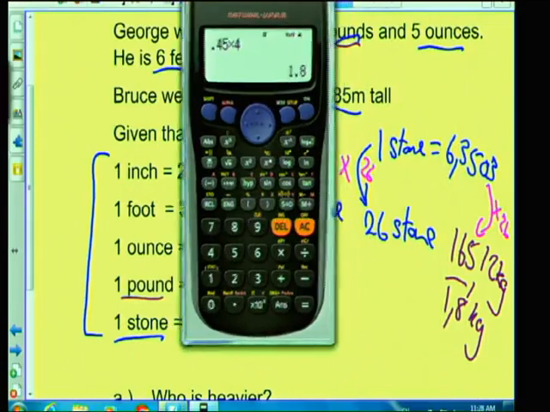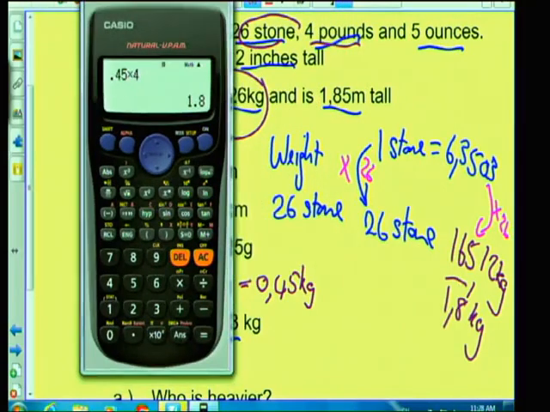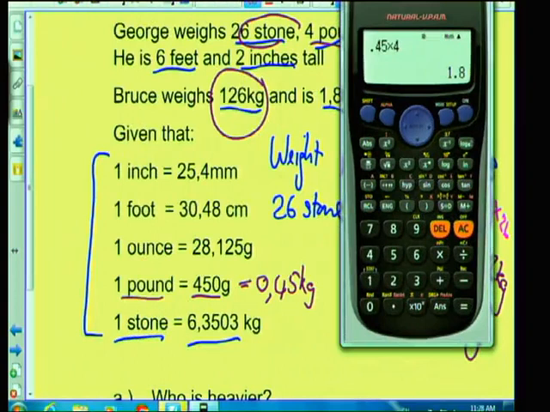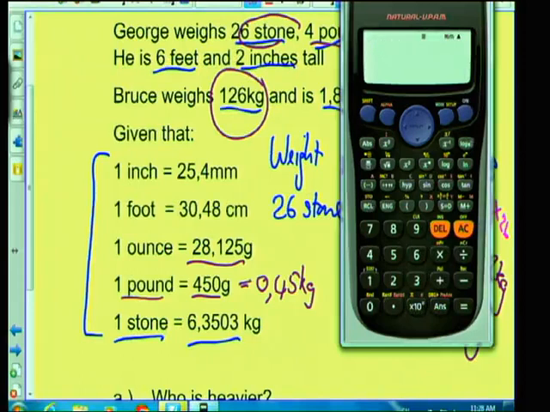And then the last bit was the ounces, 5 ounces. Well, how much is an ounce? It tells me over here an ounce is only 28.125 grams. So I'm going to take the 28.125 grams because I want to get kilograms.